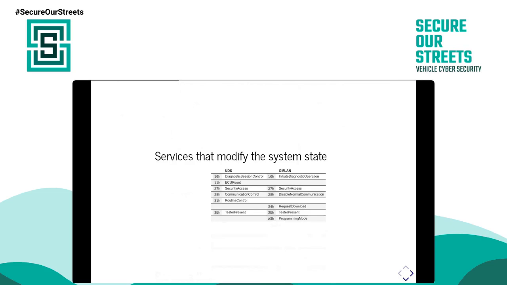From the definition of UDS and of GMLAN here in this example, we can identify a couple of services which are defined to change the state of an ECU. For example, diagnostic session control, security access, ECU reset, communication control, routine control, and tester present. So the standard already tells us which services change the system state.